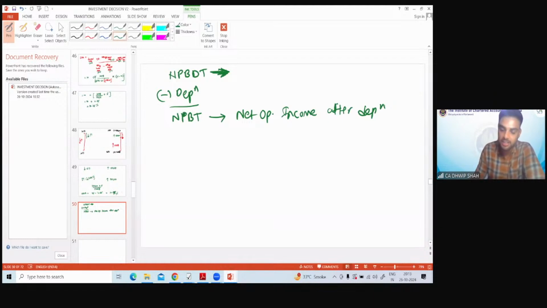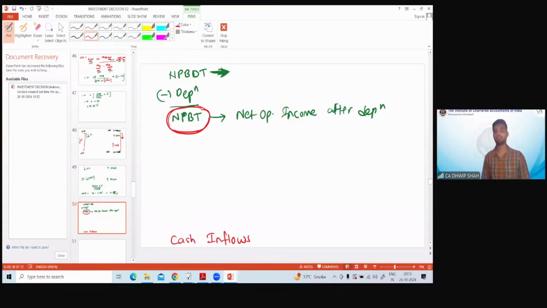So in the current illustration, they have given the information starting from NPBT and not from cash inflows. So our first task is to reach from NPBT to cash inflows, because the information is not for cash inflows, it is for operating income, it is for income. And as far as capital budgeting is concerned, we are not interested in income, we are interested in cash inflows.